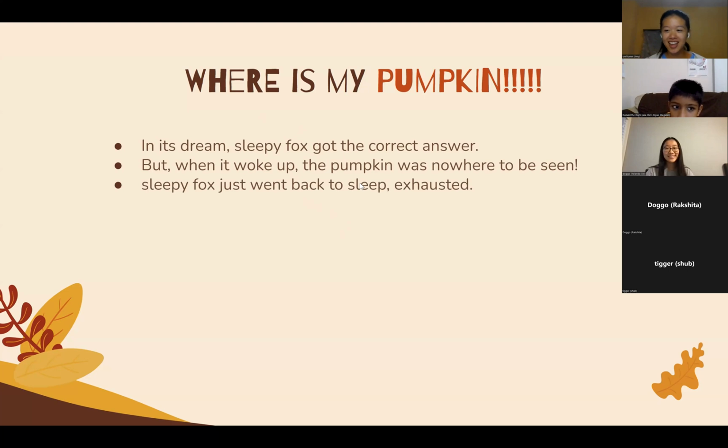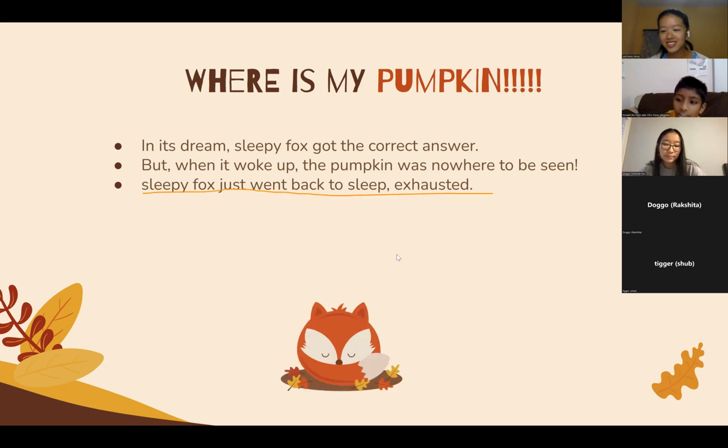But the thing is, Sleepy Fox was just so tired, like they had just gone on a plane and then they got stuck at the airport for 3 hours and then they got their pumpkin and then the pumpkin fell out of the plane. Like that's a lot for Sleepy Fox. So, they just went back to sleep. So the sleepy fox is the heart of the entire problem.